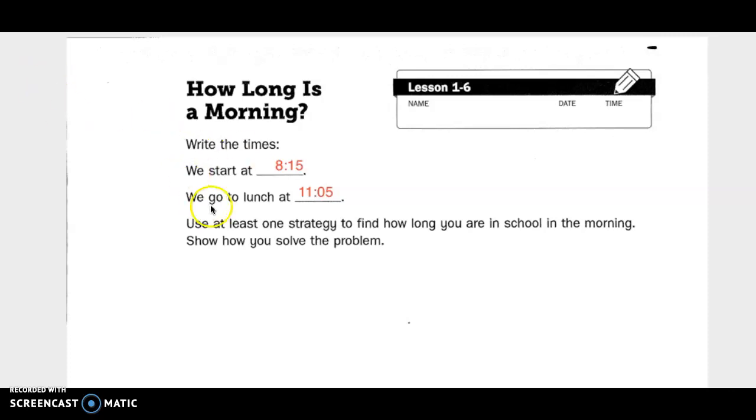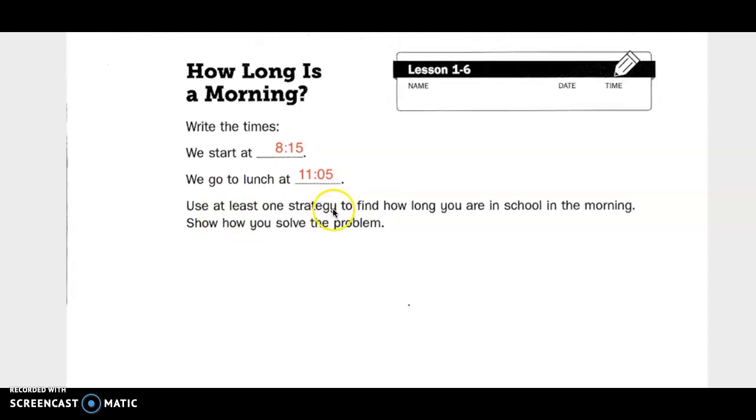All right, let's begin. It says write the times. We start at 8:15 and that's a.m. in the morning. Then we go to lunch at 11:05 a.m. in the morning. Use at least one strategy to find how long you are in school in the morning. Show how you solve the problem.